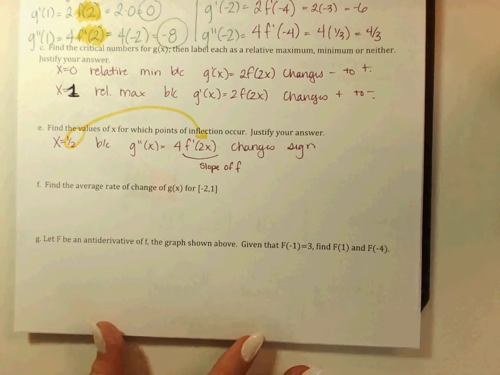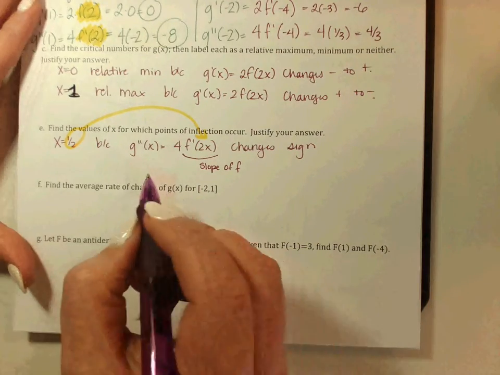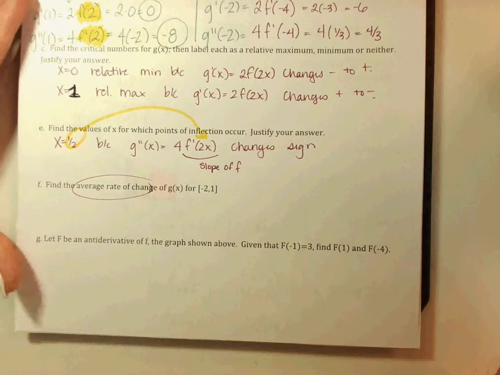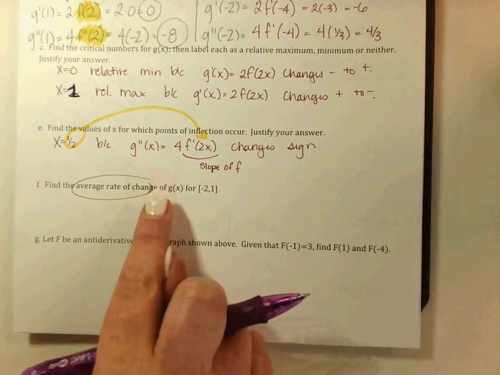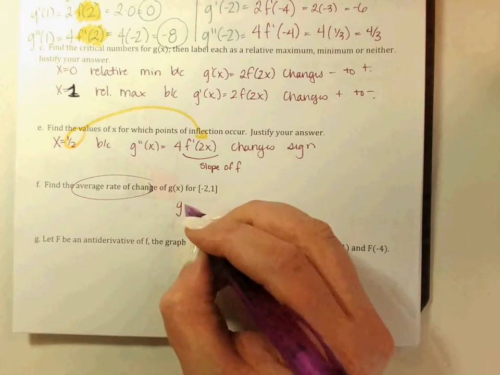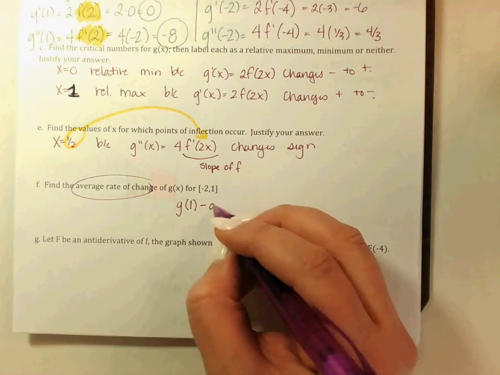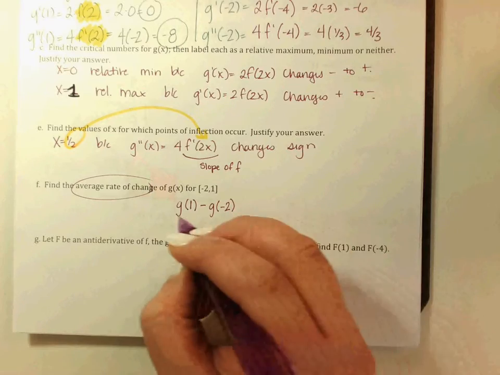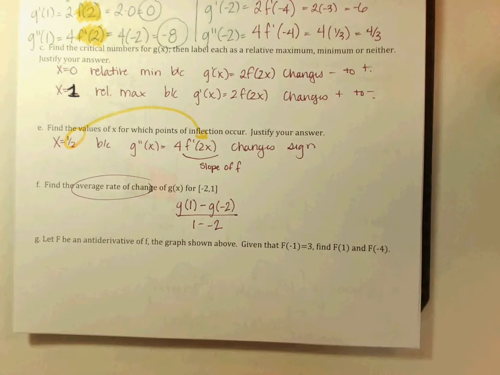Okay, part F, I want average rate of change. What is average rate of change? A-rock. The normal formula is f of b minus f of a over b minus a. But I want the average rate of change of g. So what will it be? g of 1, right? Minus g of negative 2, over 1 minus negative 2. And then look up at part A. We already found both of those.